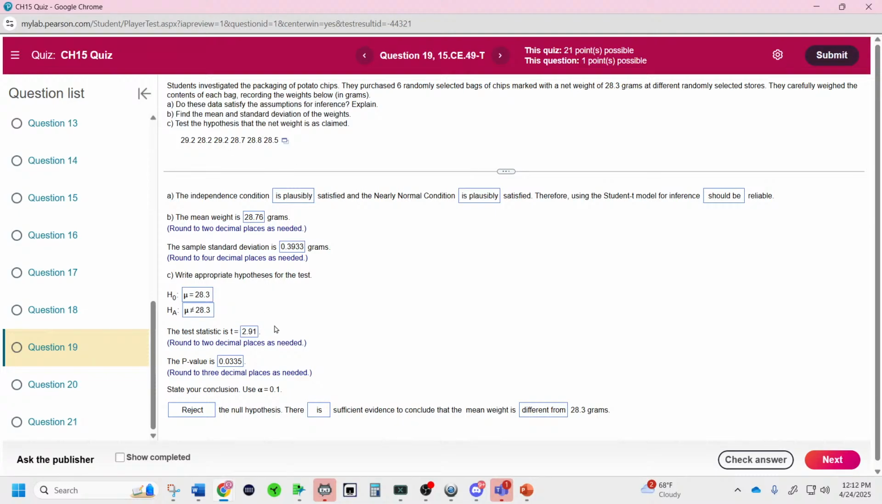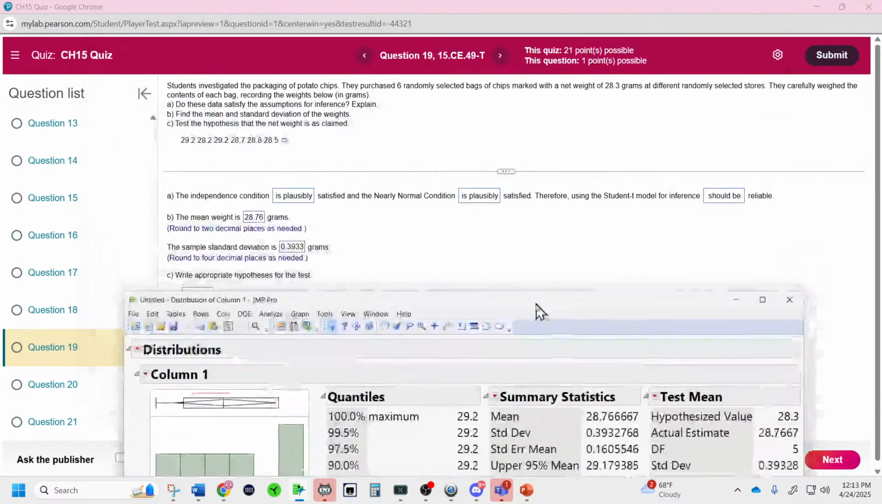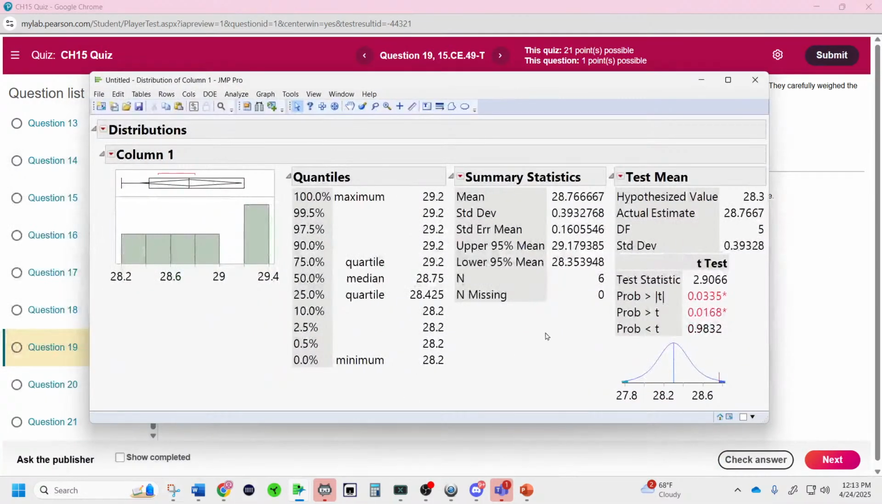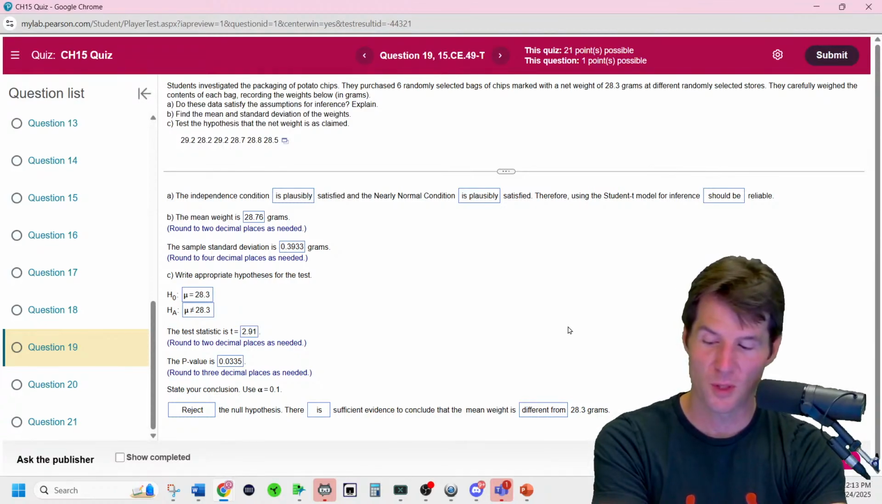Well, they're not going to do that. Let me look at the results again. 2.91. No way. I see it. Email Brian and get your points back, because I think there's only one error. Do you see it? For 5,000 points, you could email me and get your points back.